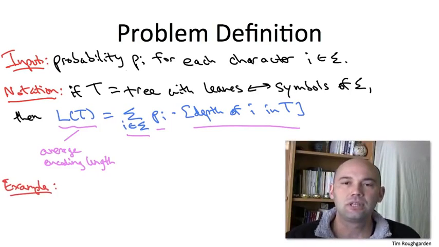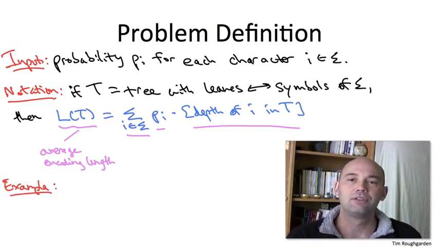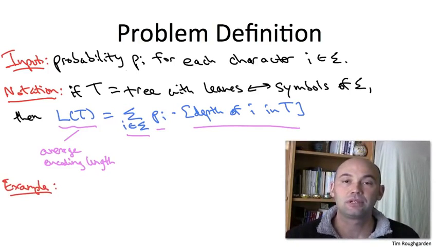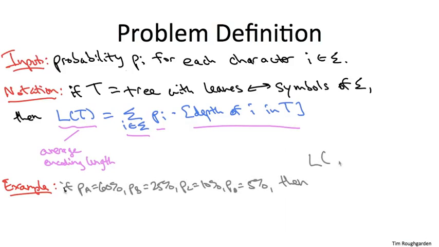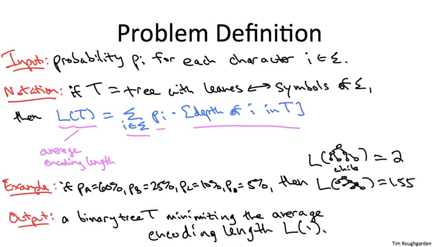So for instance, using the data from the previous video, the letters A, B, C, D with frequencies 60, 25, 10, and 5%. Then if we use the complete binary tree, that is the fixed length encoding, we just get 2 bits per character. While if we use the lopsided tree optimized so that each A only takes 1 bit while suffering 3 bits for C and D, then the average encoding length drops to 1.55, as we saw in the last video.